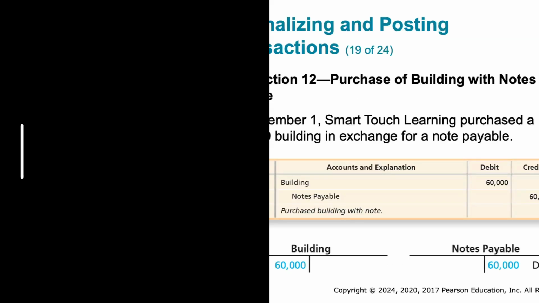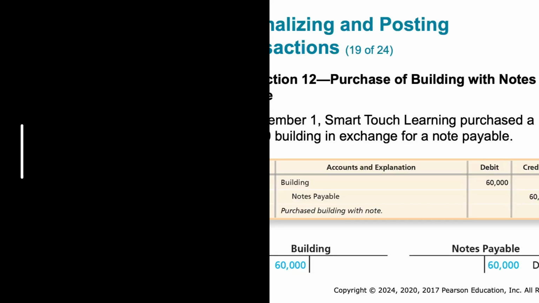Transaction 12, purchase a building with notes payable. So we purchased this building. Remember, notes payable usually is a longer period of time. So we purchased this building of $60,000. Probably going to be over a long period of time we're going to pay for this building. So we have a notes payable, not an accounts payable. Usually when you have something like this, some kind of loan for a long period of time, it is going to be a notes payable.